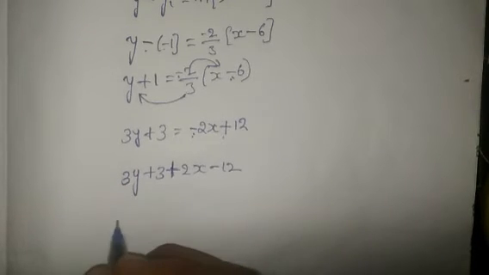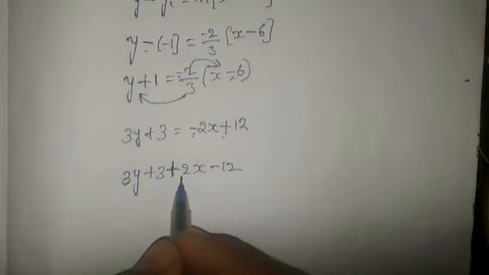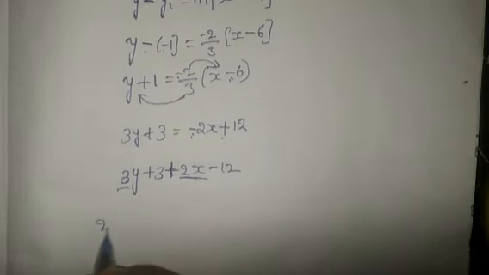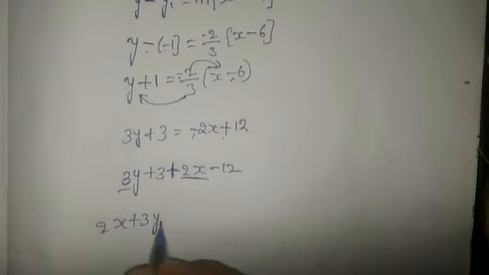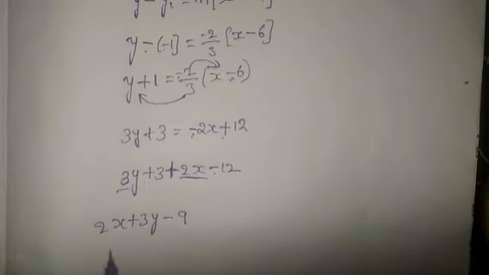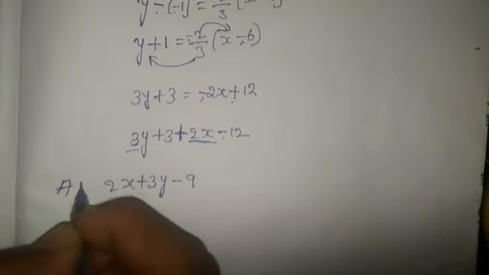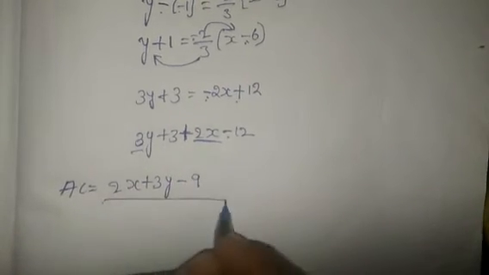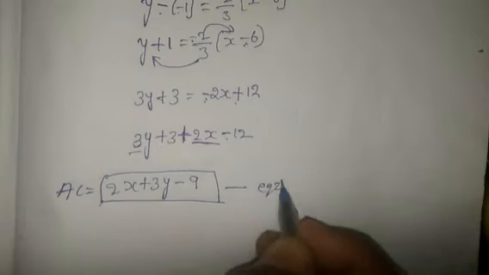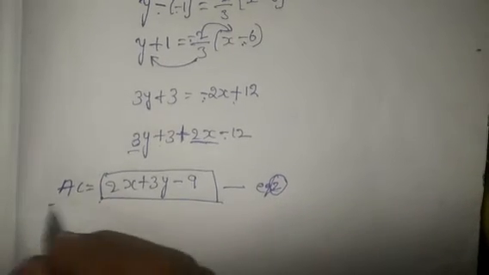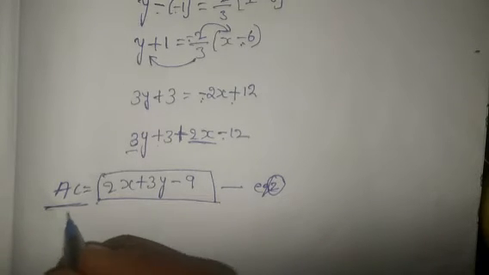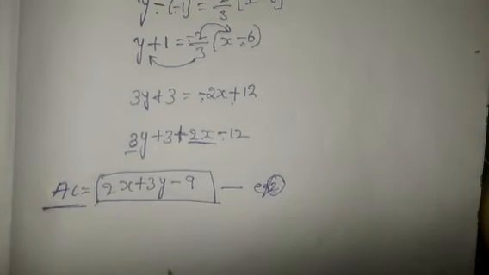So first we have to separate the variables and coefficients. So 2x plus 3y minus 12 plus 3, so it is minus 9. We get an equation of slope of AC, and we can call it equation 2. So we get the equations of BC and AC, equation 1 and 2.